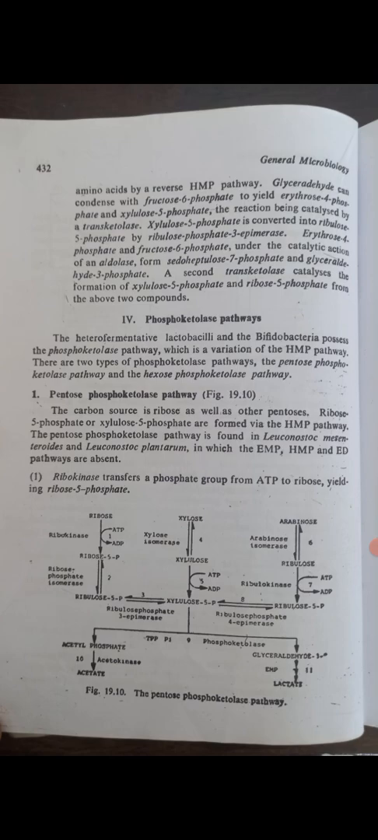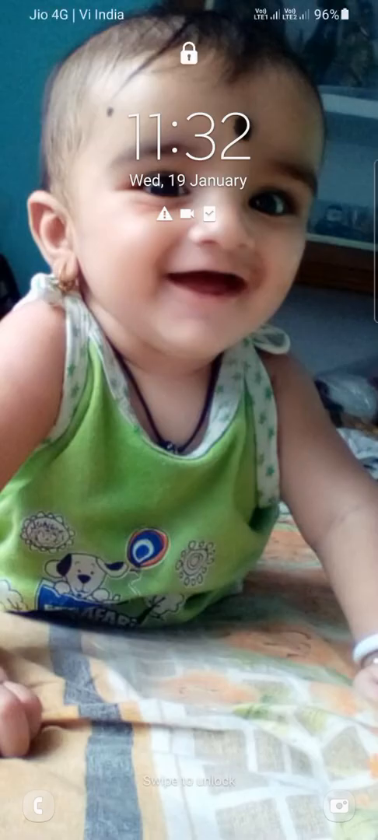Vinod Shinde. In the previous lectures, we have discussed the EMP pathway, HMP pathway, and ED pathway. The EMP pathway is run by the majority of microorganisms. HMP is a shunt where the EMP pathway is absent or some enzymes of the EMP pathway are absent, and HMP is run. The ED pathway is observed in the Pseudomonas genus.